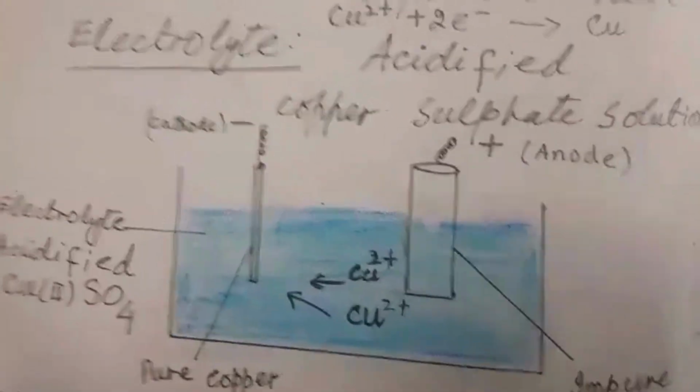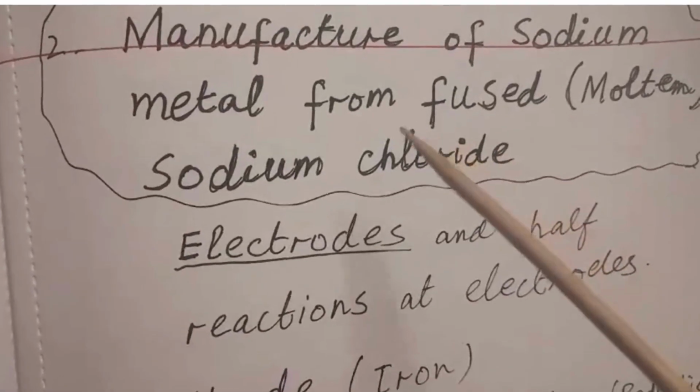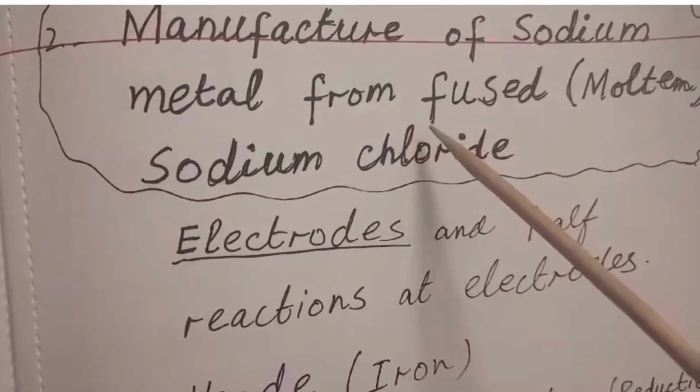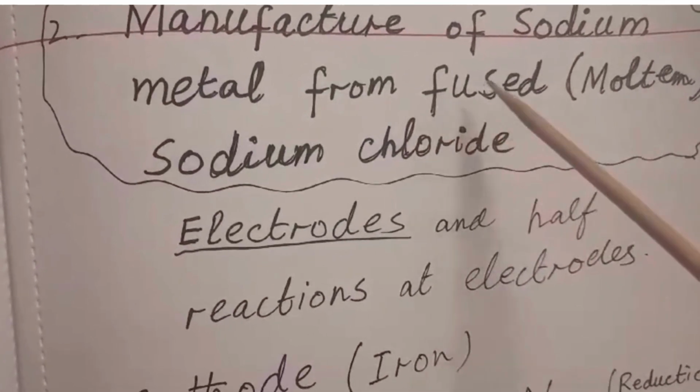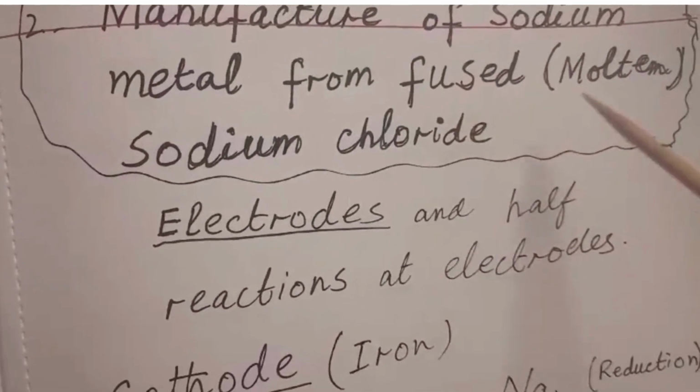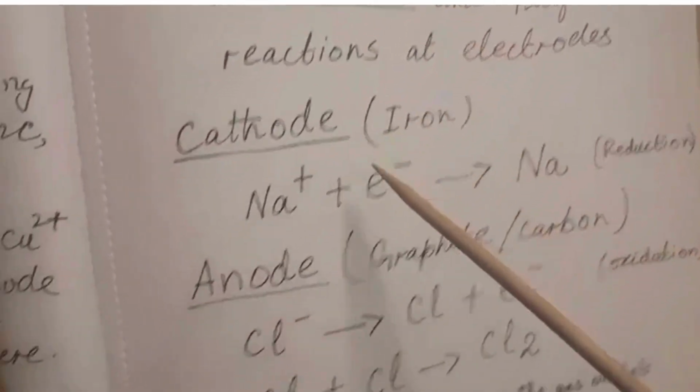Thank you for watching. So here we have another industrial application of electrolysis process, that is manufacture of sodium metal from fused molten sodium chloride.